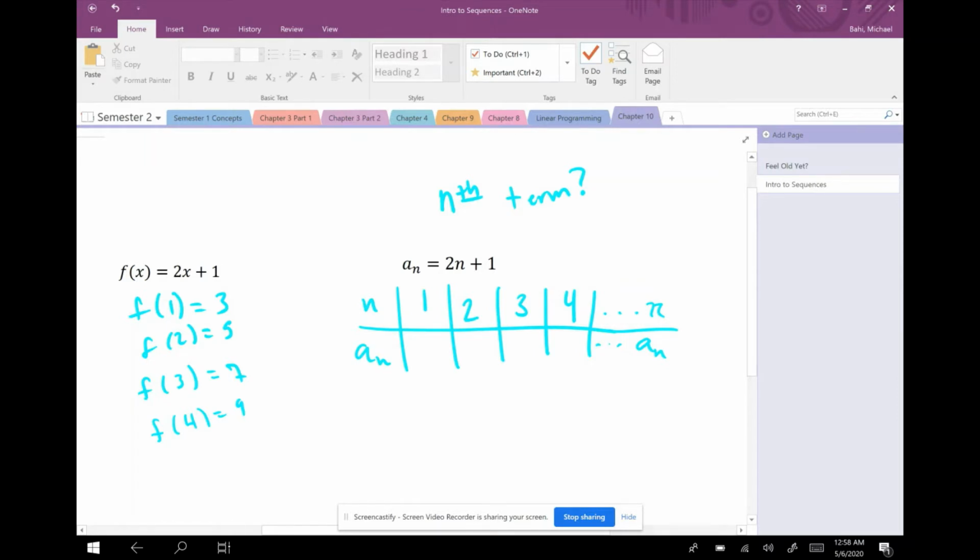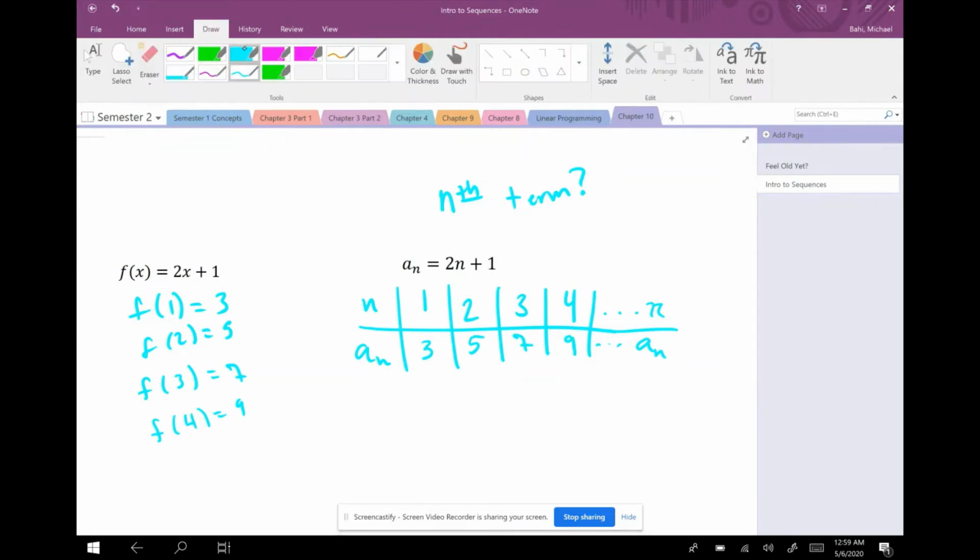Okay, so when n was 1, just like in the previous function and the equation before that, we would have 3. Okay, and if n was 2, we would have 5 and 7 and 9 and so on, so on, so on. So the reason they use n is because all these numbers up here are numbers that are in a pattern.